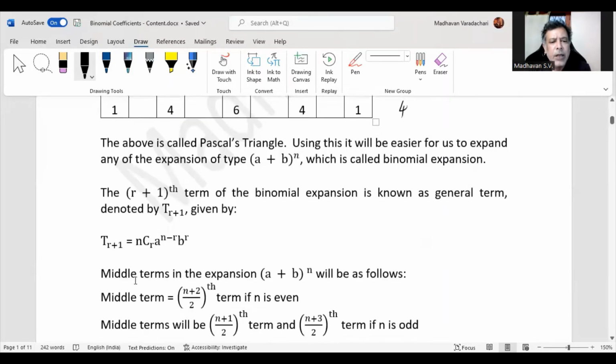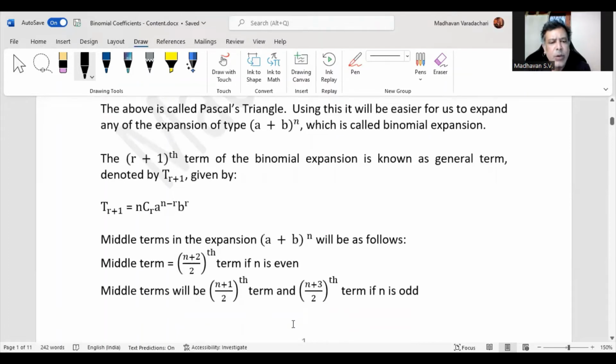Then the middle terms in the expansion of (a + b) to the power of n will be as follows. If n is even, then the middle term is the ((n+2)/2)th term. And if n is odd, then there are two middle terms. One is the ((n+1)/2)th term. Another one is the ((n+3)/2)th term.